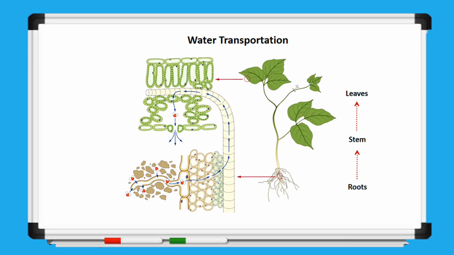The xylem, which is part of the plant's vascular system, forms a continuous network running all the way from the roots to the leaves. Water travels upward through these xylem vessels, helped by cohesion and adhesion forces, and pulled by the process of transpiration happening in the leaves.